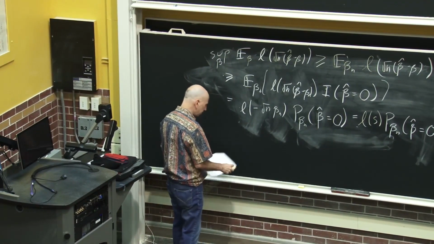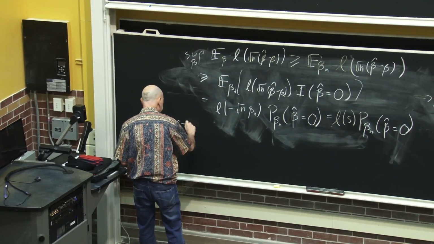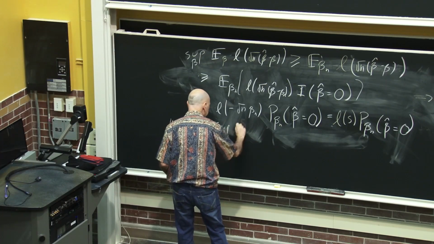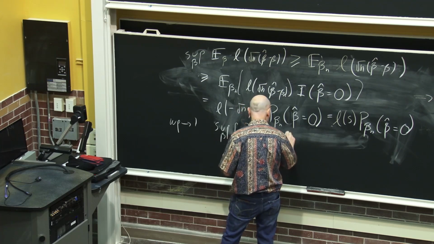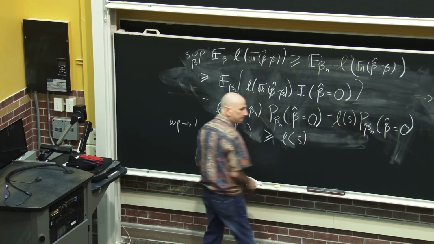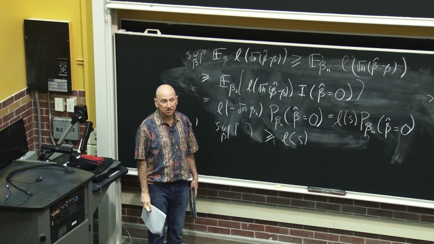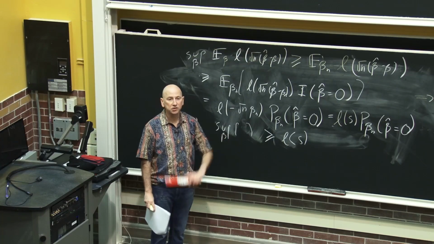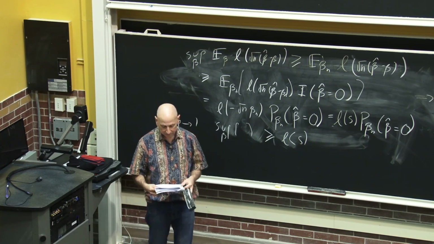So what we've just shown is that with probability tending to 1, the sup of that guy is bigger than or equal to eventually L of s. But s was an arbitrary point in the space. This is true for every s. So therefore, it's bigger than or equal to the sup over all s, which is what we claimed.